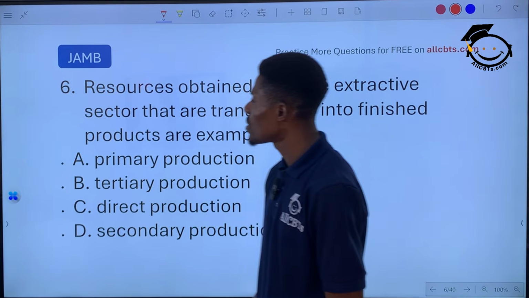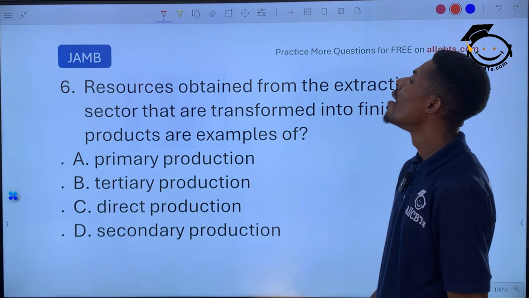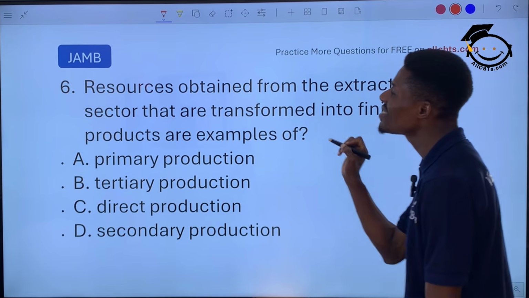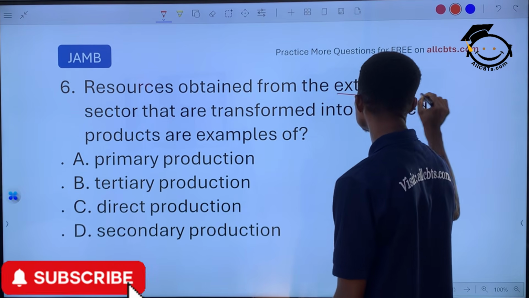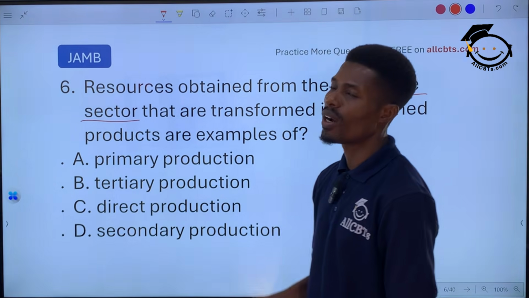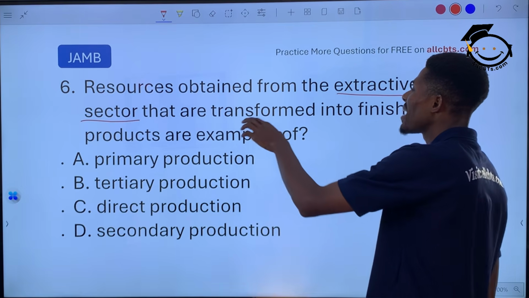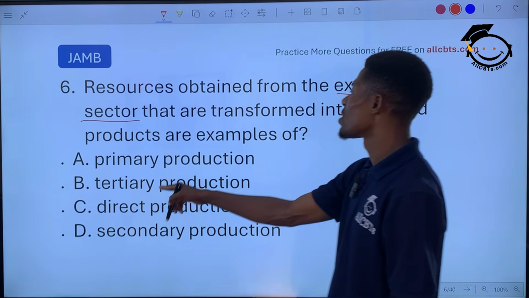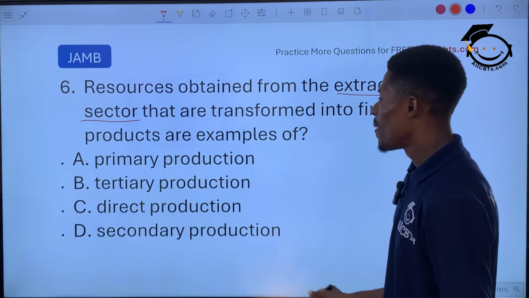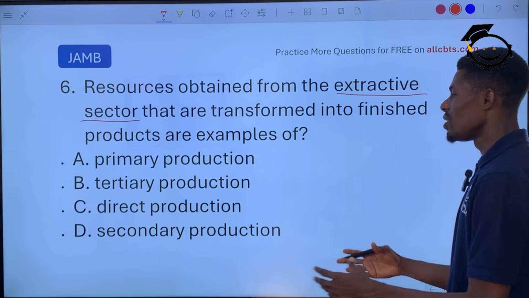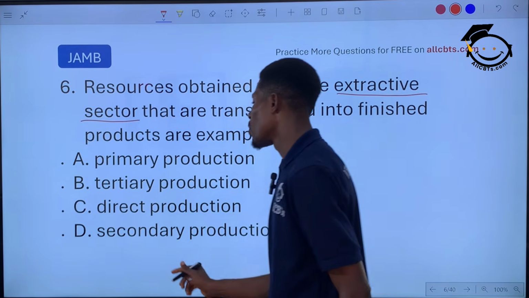Let's go to number 6 question. Resources obtained from the extractive sector. Think of the word extractive sector. The sector that extracts raw materials that are transformed into finished goods or finished products are examples of what? A, primary production. B, tertiary production. C, direct production. The correct answer is what?